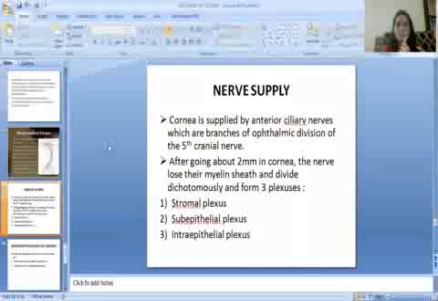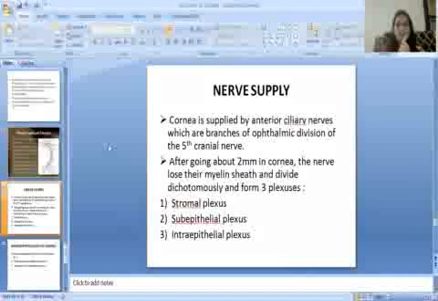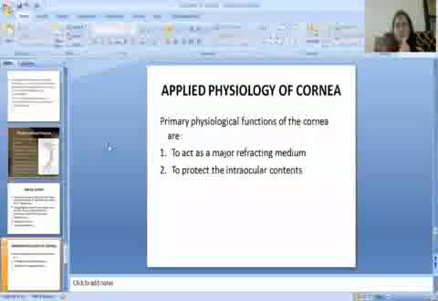Then the nerve supply of the cornea. The cornea is supplied by the anterior ciliary nerves, which are branches of the ophthalmic division of the fifth cranial nerve. After going about 2 mm in the cornea, the nerves lose their myelin sheath and divide dichotomously and form three plexuses: stromal plexus, subepithelial plexus, and the intraepithelial plexus.